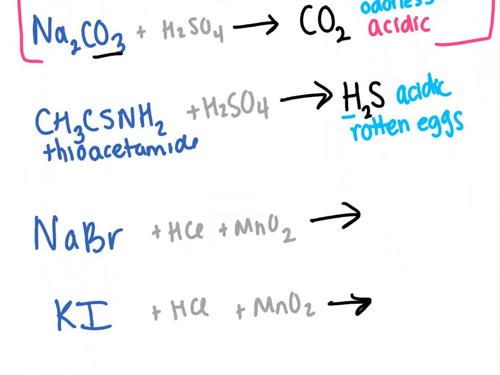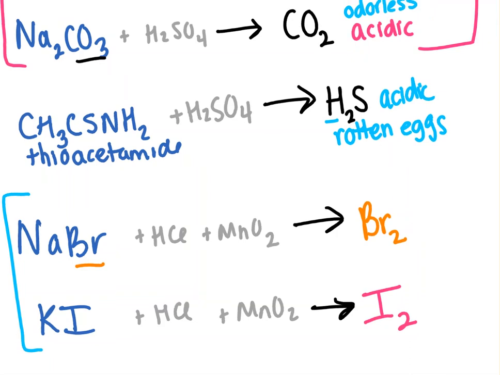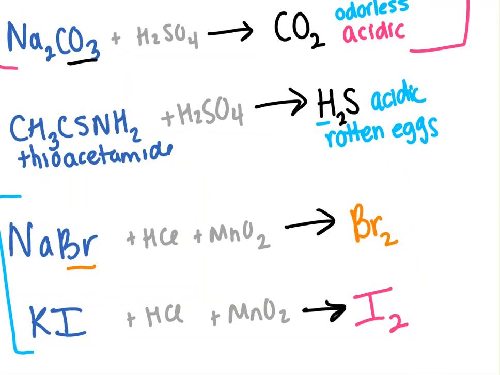Okay, and these last two kind of go together as well. These are the ones we did in the large test tubes, and you can tell from their formula what they're going to make. So one makes bromine gas and one makes iodine gas. The bromine gas, of course, is brownish, maybe brownish yellow. The iodine gas, we call it violet.